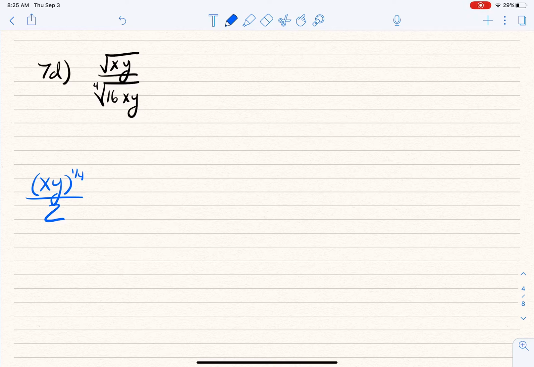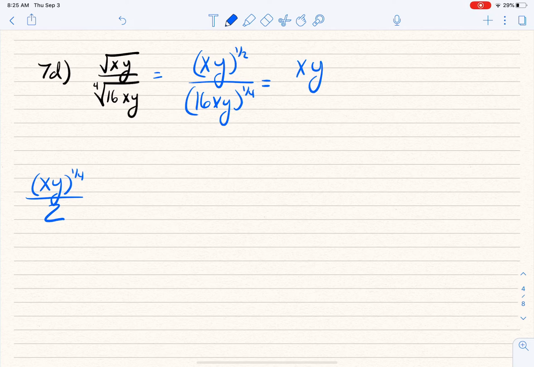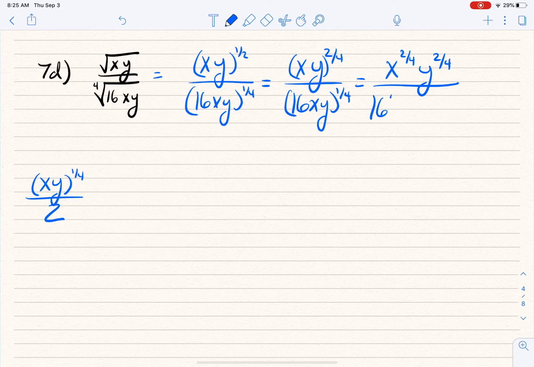Okay, so we're going to talk about another way we could have done this. Right from the get-go, what I did was I converted them to rational exponents like this, and 16xy raised to 1/4. And I could have gone ahead and, as I did, find that common denominator, xy to the 2/4 over 16xy to the 1/4. Notice I'm keeping them in parentheses, because otherwise only the last term would be raised to that exponent. And this could then be x to the 2/4, y to the 2/4 over 16 to the 1/4, x to the 1/4, y to the 1/4.